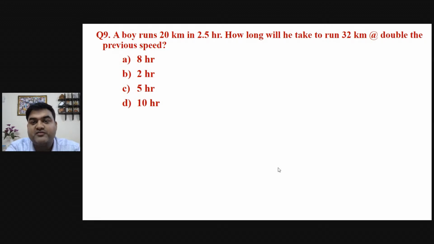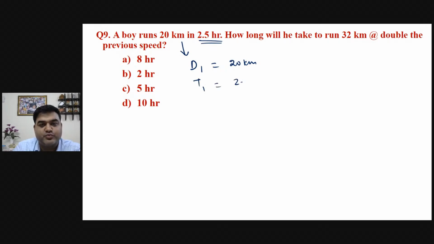Now, how long will he take to run 32 kilometer at double the previous speed? Let's see. Very easy sum. What is given? Runs 20 kilometers. So distance is given, d1 is 20 kilometer. Time is given, 2.5 hours. I'm writing 2 hour 30 minute directly, otherwise you can put it as 2.5 hour also, not a problem.